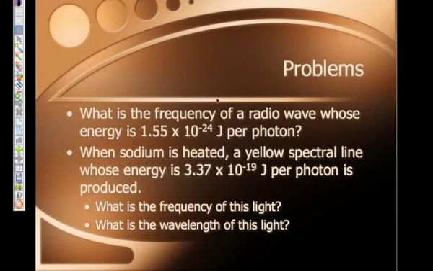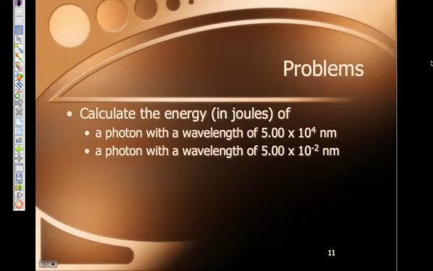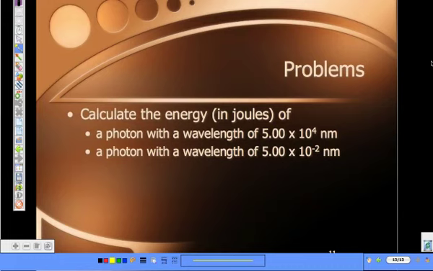Okay, and then this one, I think we're going to just do the top one. You'll do these two exactly the same. So we're just going to do one of them. We'll do the top one. Because this time, we're going to calculate the energy in joules of a photon with a wavelength of 5 times 10 to the 4th nanometers. What do we have to do first? Change it to meters. Because we're going to use our C equals lambda times V, and C is in meters per second, so we need to change this to meters.